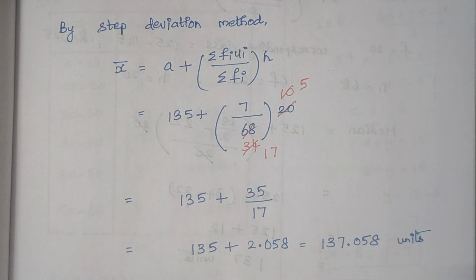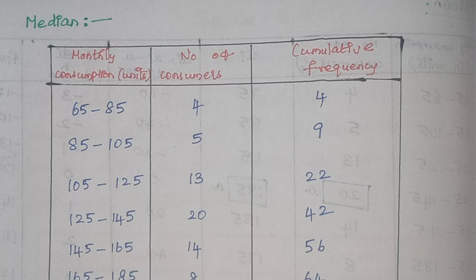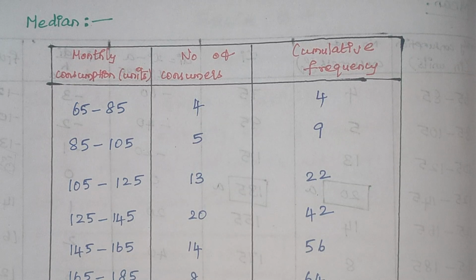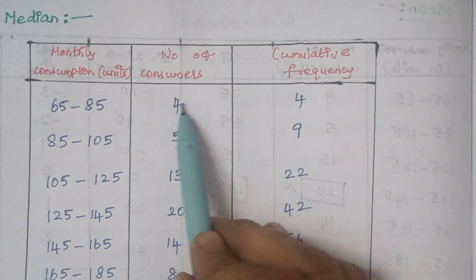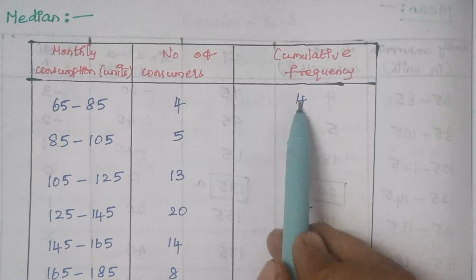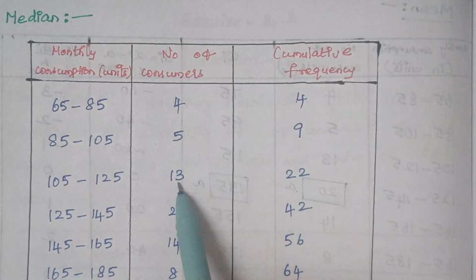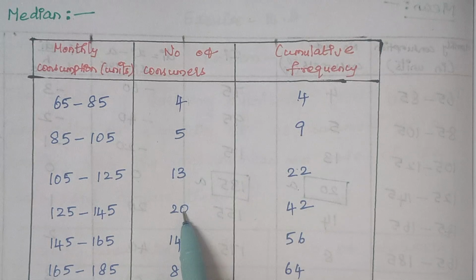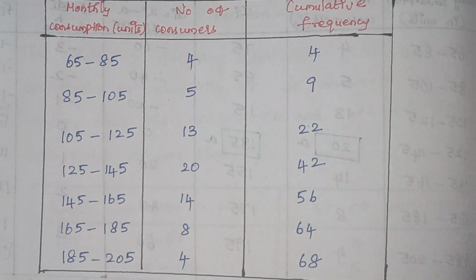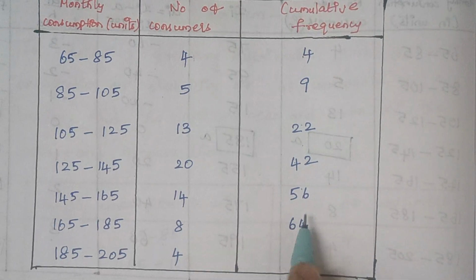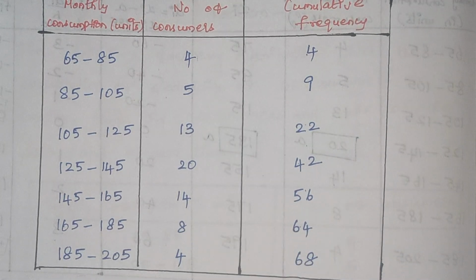Right. So finally we have calculated the value of mean. Now mode and mean are over, right? We will proceed with our median. So to find median, again the basic step is we have to calculate the cumulative frequency. So cumulative frequency is, first you have to write this 4 as such, and then you add 4 plus 5 gives 9, 9 plus 13 gives 22, 22 plus 20 gives 42, 42 plus 14 gives 56, and similarly 56 plus 8 gives 64, and 64 plus 4 gives 68.